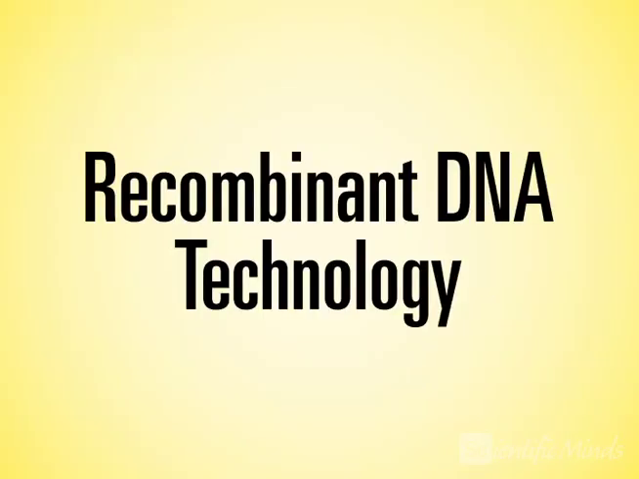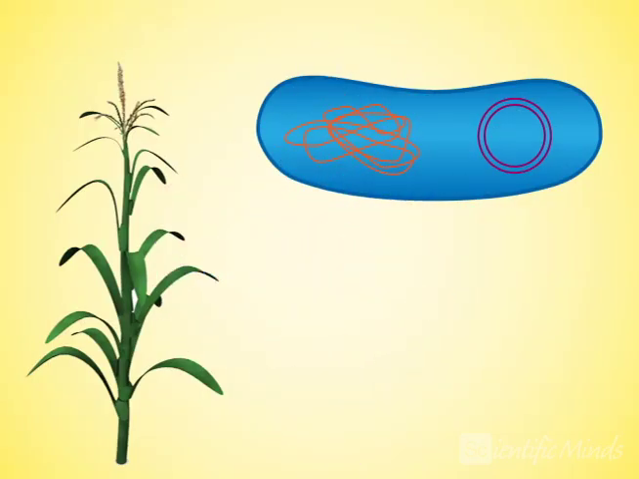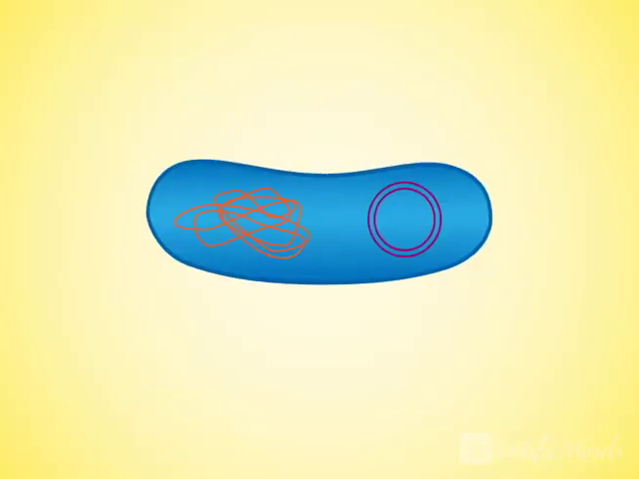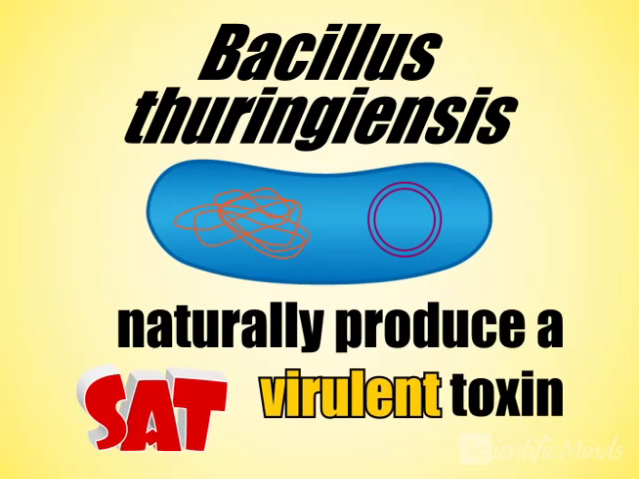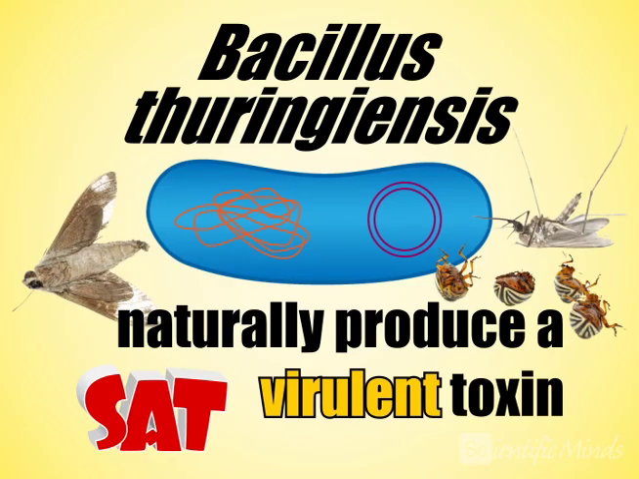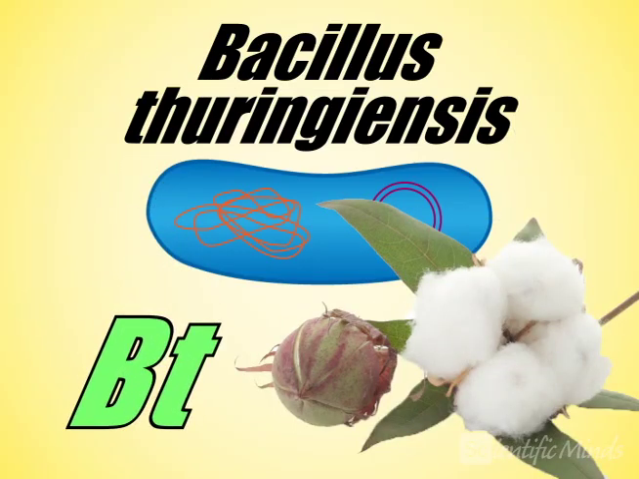Geneticists can use recombinant DNA technology to take genes from an organism, such as a bacterium, and combine them with the DNA of a plant. For example, bacteria called Bacillus thuringiensis naturally produce a virulent toxin that is deadly to various insects, including moths, mosquitoes, and beetles. This is what the BT designation means in BT corn or BT cotton.